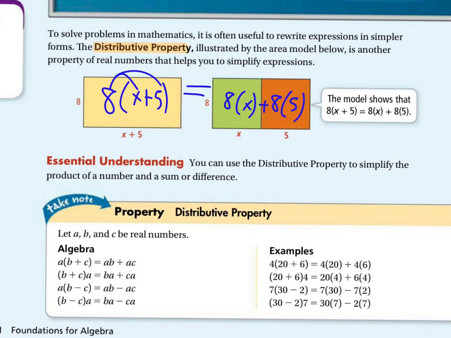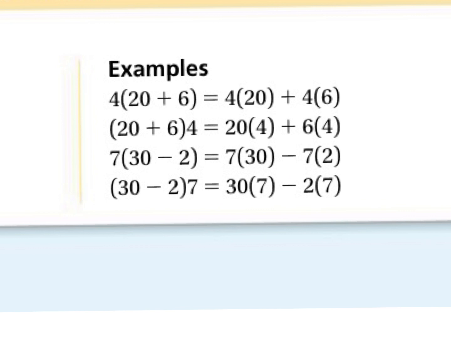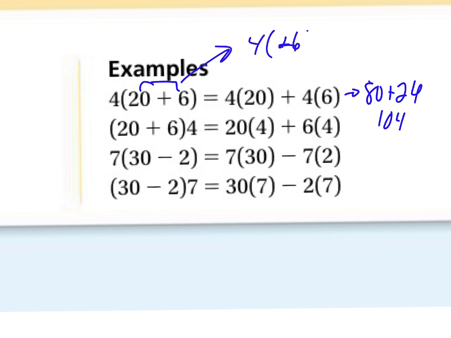Okay, and again, you could do this with numbers. You could try, what happens if I use the distributive property? Okay, that's 104 versus order of operations. 4 times 26. And if you work that out, that would be also 104. Okay.